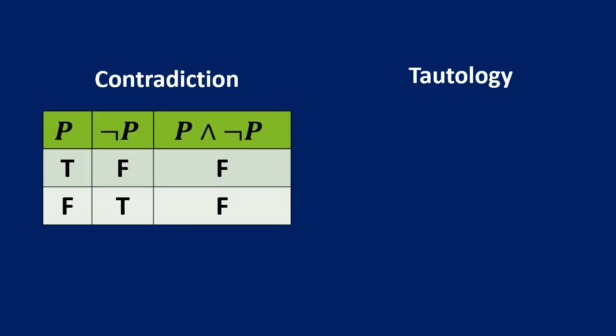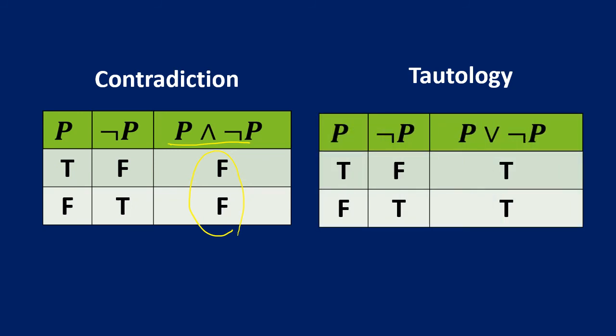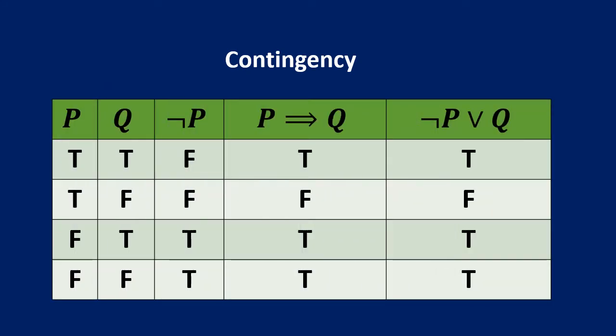So I will give you an example of a contradiction and a tautology. This is a contradiction. The proposition P and not P is a contradiction because, as you can see, the corresponding column for P and not P is always false. A tautology would be P or not P, correct? Since always one of them would be true, in either case both rows would be true. So this is an example of a tautology because all the truth values for that column are true. A contingency would be P implies Q, or not P or Q, because sometimes it's true, sometimes it's false.